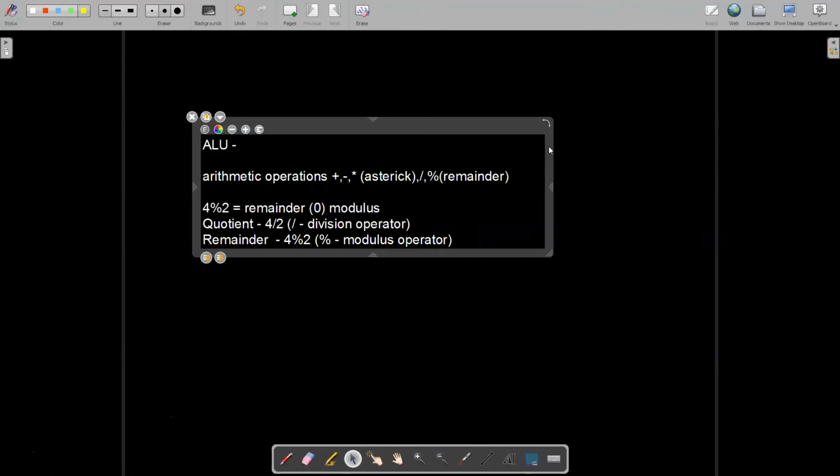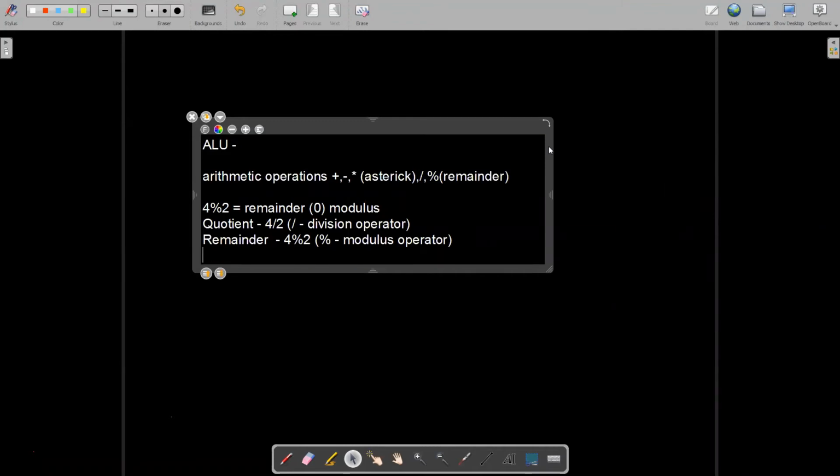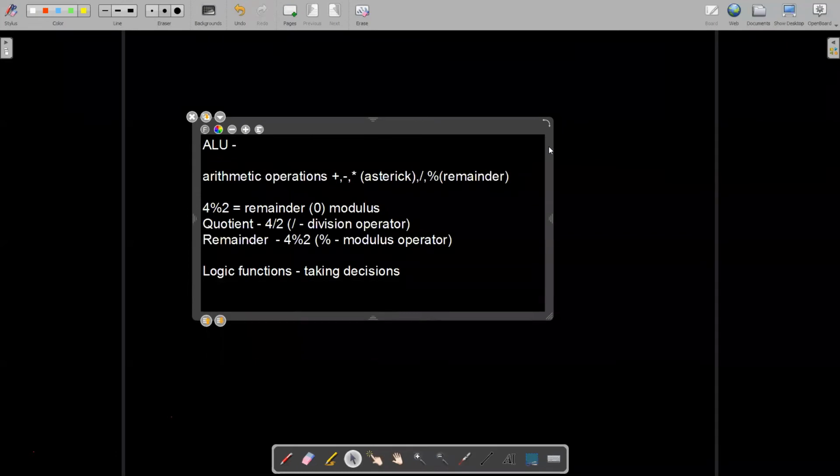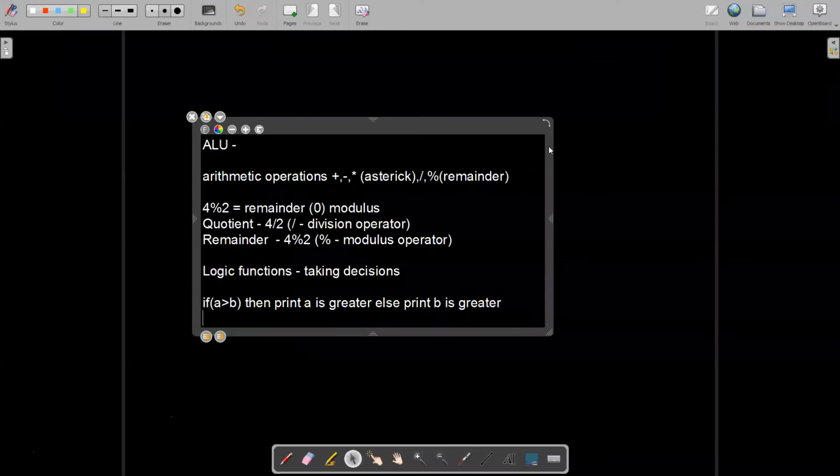Got it? So all these types of operations are done by the ALU, plus it also does logic functions. That is taking decisions. In a short while, we will understand how to take decisions. Right? What do we actually understand by taking decision? We can check, like if A is greater than B, then print that A is greater, else B is greater. So such type of things you might have seen in computer programs. Understood?